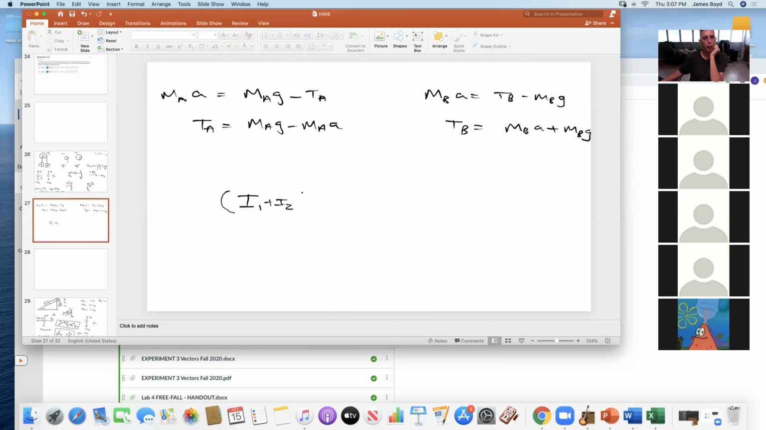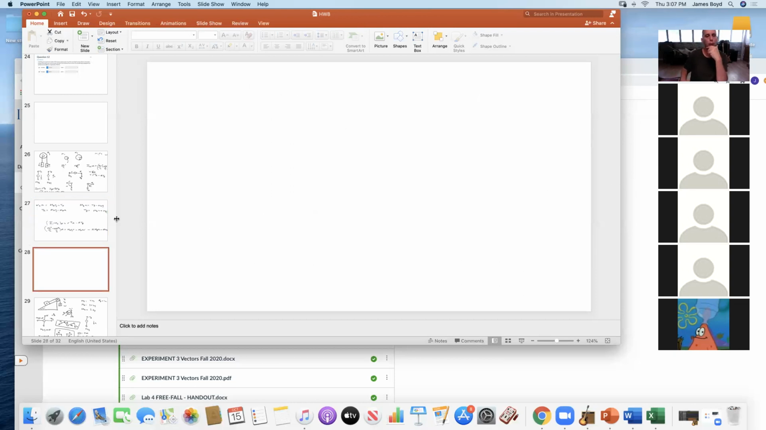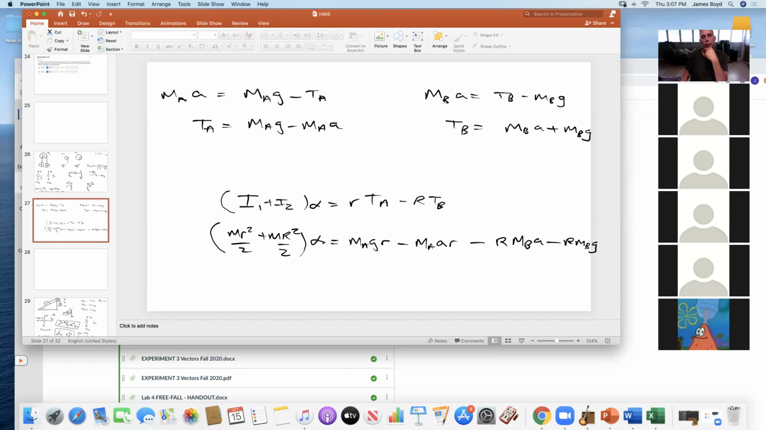I1 plus I2 times alpha is equal to RTA minus RTB. And so now we know that this is mr squared plus m big R squared, over 2. Alpha is equal to R, so MAG little r minus MAA little r minus RMBA minus RMBG. And now, when we move things over, we need to get rid of either alpha or R.